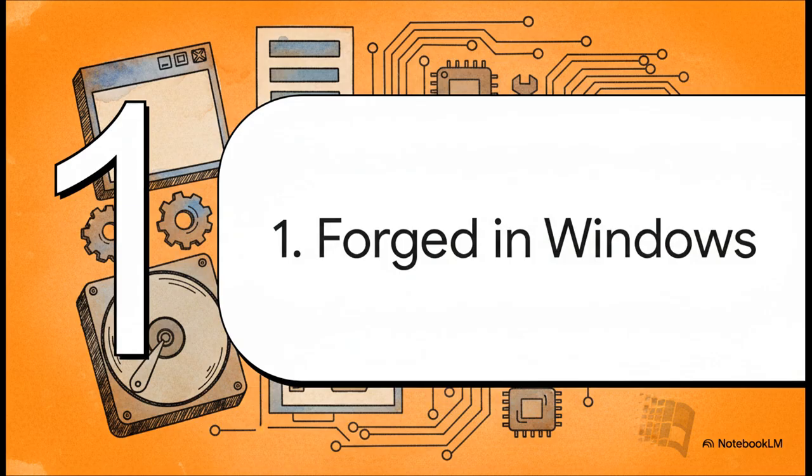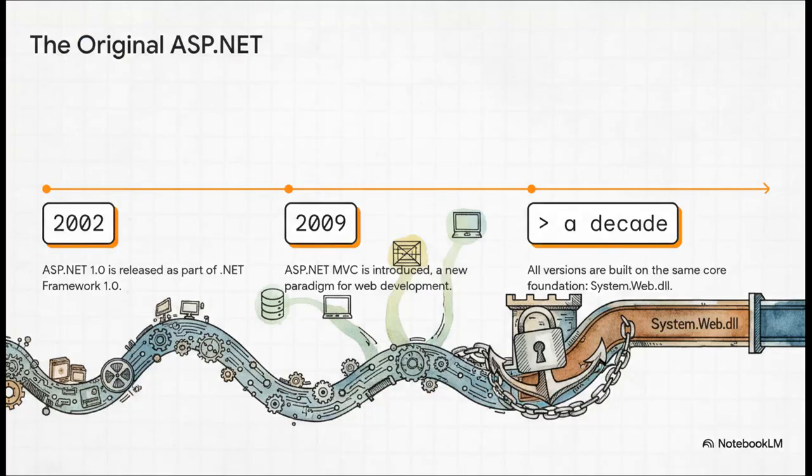Okay, so to get why the new version is such a big deal, we have to go back in time. We need to understand the old world of ASP.NET, a framework that was, for all intents and purposes, born and raised entirely inside the Windows ecosystem. I mean, look at this timeline. It goes way back to 2002. And for years, it got better and better, adding huge features like MVC in 2009.